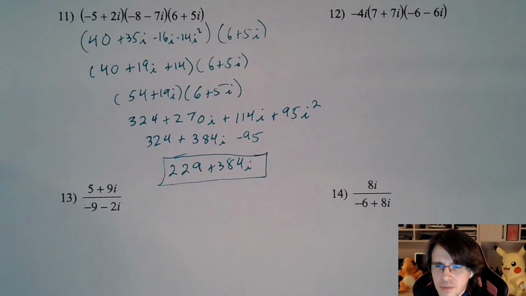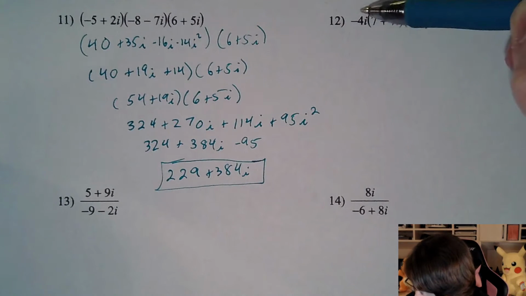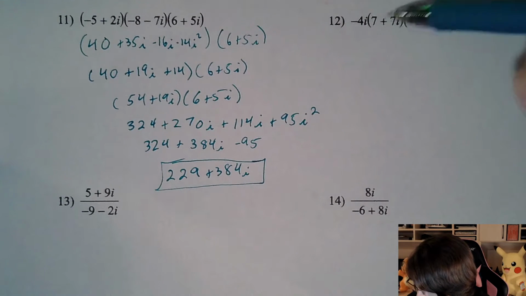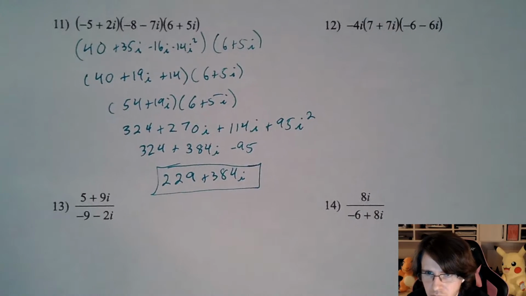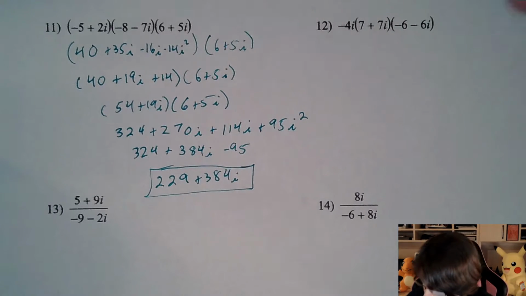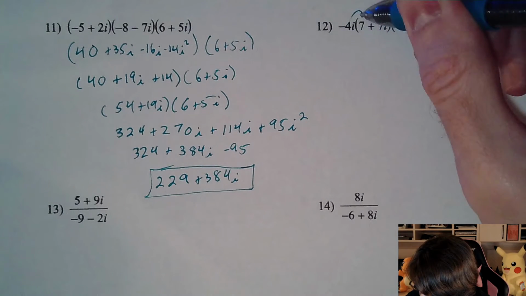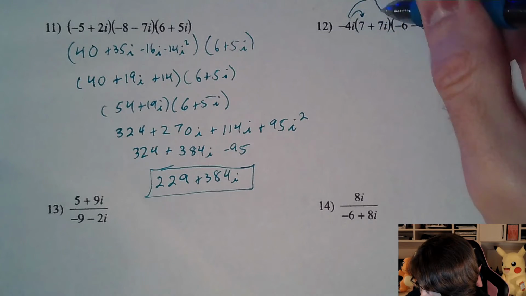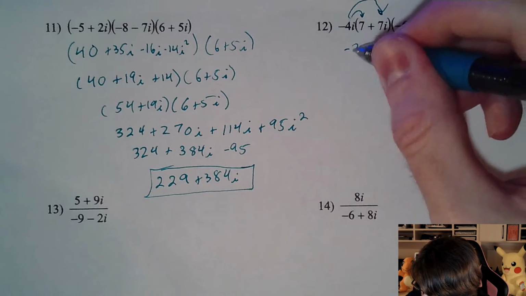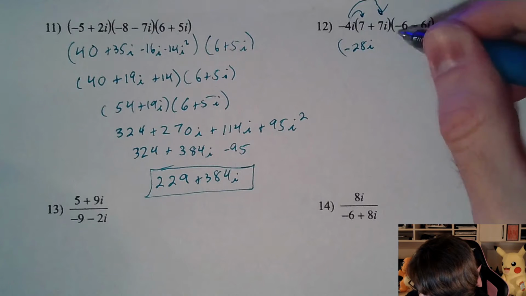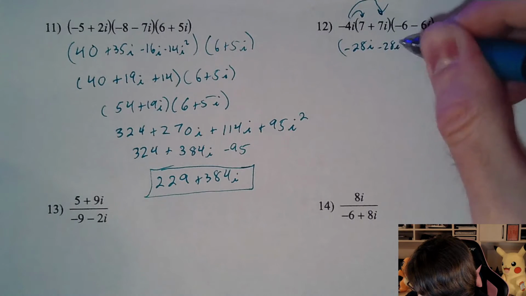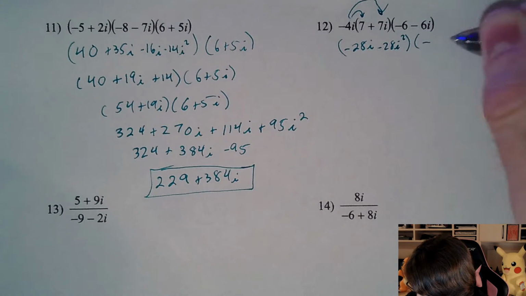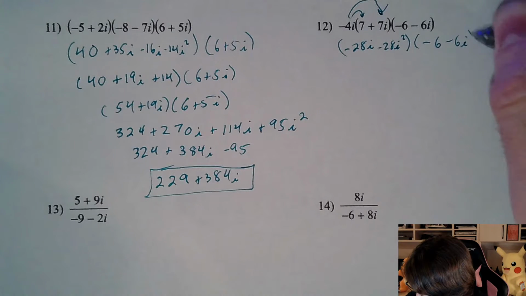Same exact concept on number 12. I recommend taking this negative 4i and distributing it in, or doing our foiling first and then the negative 4i. Kind of either one is fine. I think it's easier to do the negative 4i first, though. So negative 4i to both of these, it's going to give us negative 28i times negative 28i squared. And again, still multiplied by negative 6 minus 6i.